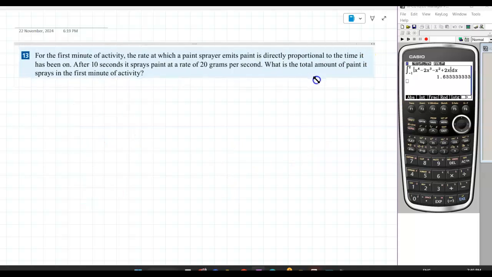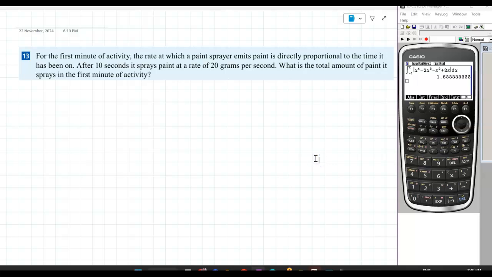So what is the application? For the first minute of the activity, the rate at which the volume of the paint, or mass, is getting sprayed, dm by dt, is directly proportional to the time it has been on. So dm by dt is equal to kt, where k is a constant of proportionality. Now they have given you 20 grams per second after 10 seconds, so k is equal to 2. That means your dm by dt is equal to 2t, correct?